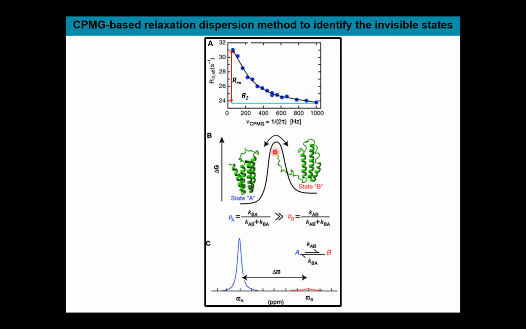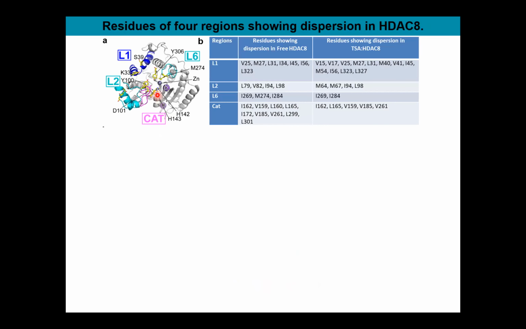When we fit the data, we get two global parameters, the population of the ground state and the population of the excited state, and we get the exchange rate between the ground state and the excited state. Along with that, we get a residue-specific parameter, delta omega, which represents the chemical shift difference between the ground state and the excited state. I recorded this experiment for HDAC8, and I found that residues from four regions, L1, L2, L6, and the catalytic region, are showing dispersion.